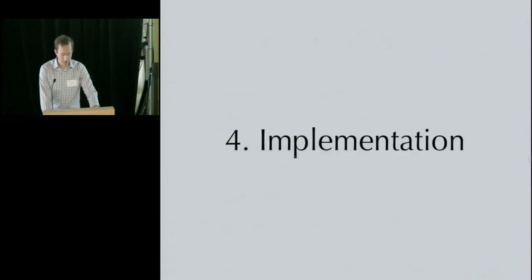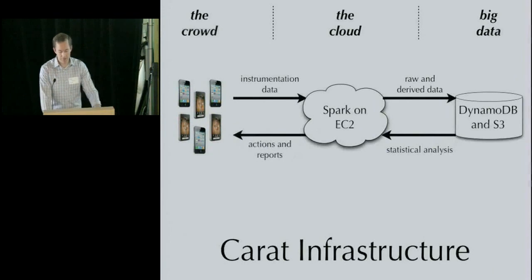I'll talk now a little bit about the implementation, focusing on the back end. As I said before, this is what the Carat infrastructure looks like. You have the crowd, which communicates data to a central server, which is then sent to the backend analysis. And mostly today, I'll be talking about this backend.